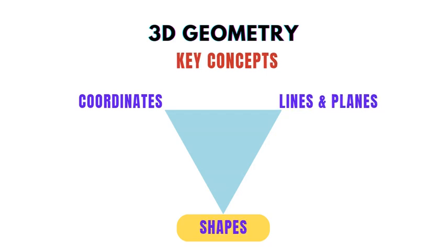Common 3D shapes include cubes, spheres, cylinders, cones, and pyramids. These shapes have properties like volume and surface area. 3D geometry is widely used in fields like computer graphics, engineering, and physics, to name a few.